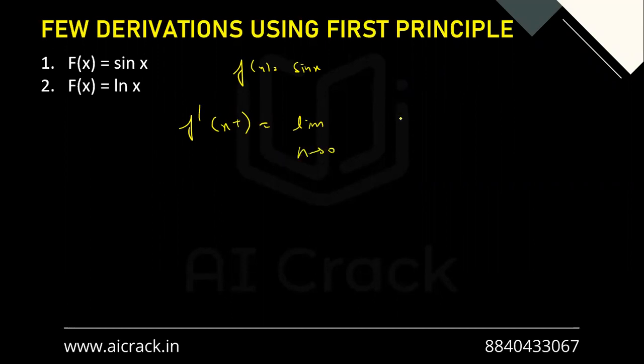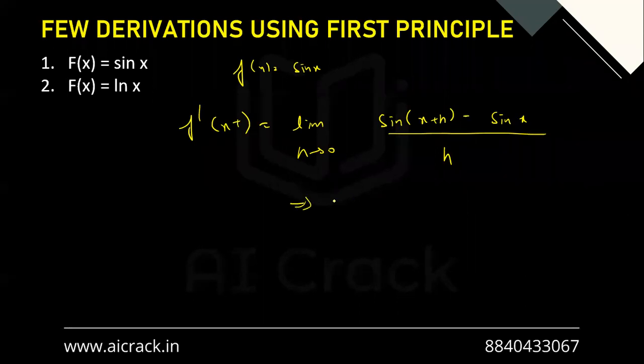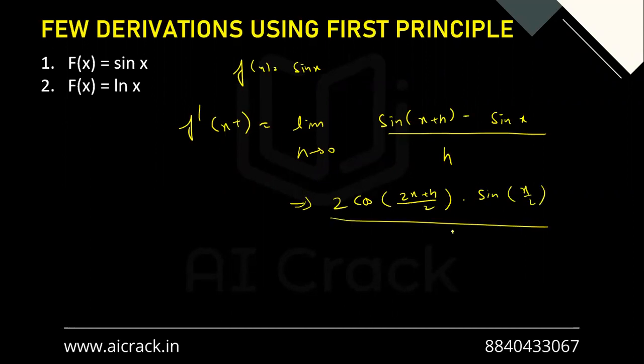Limit h approaches 0, sin(x plus h) minus sin x divided by h, right? Now we know the formula sin c minus sin d, right? So what that would give me: 2 cos of (c plus d) by 2, that would give me (2x plus h) by 2, dot sin of (c minus d) by 2, that would give me sin of h by 2, divided by h.